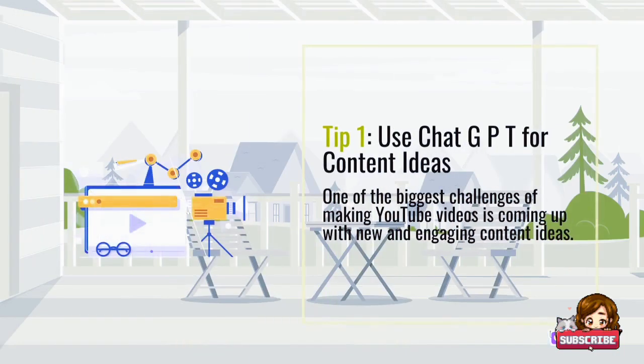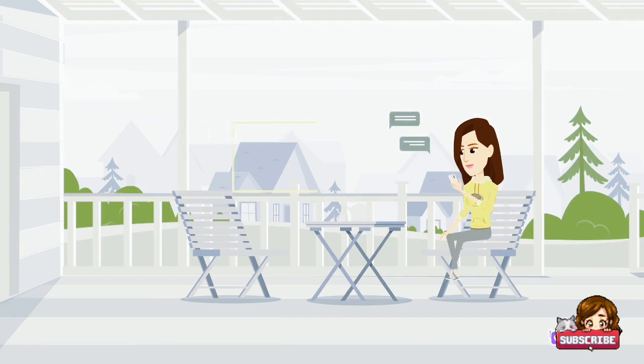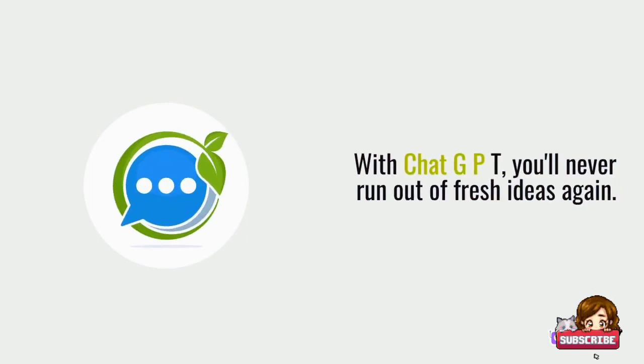Tip 1. Use ChatGPT for content ideas. One of the biggest challenges of making YouTube videos is coming up with new and engaging content ideas. That's where ChatGPT comes in. This powerful tool can generate ideas for you based on keywords, topics, and even your own previous videos. With ChatGPT, you'll never run out of fresh ideas again.